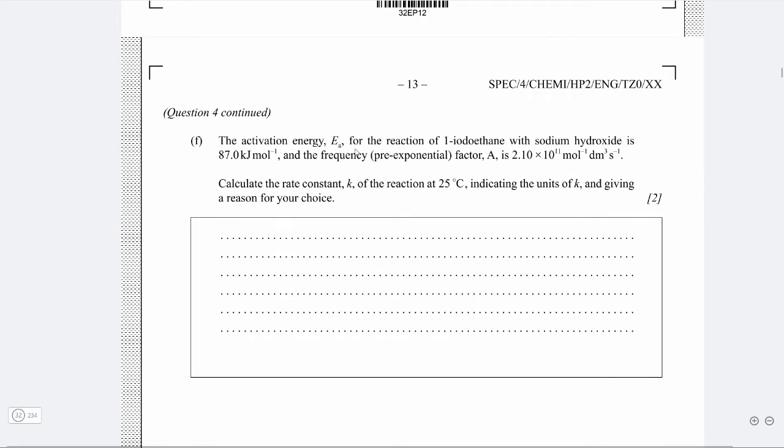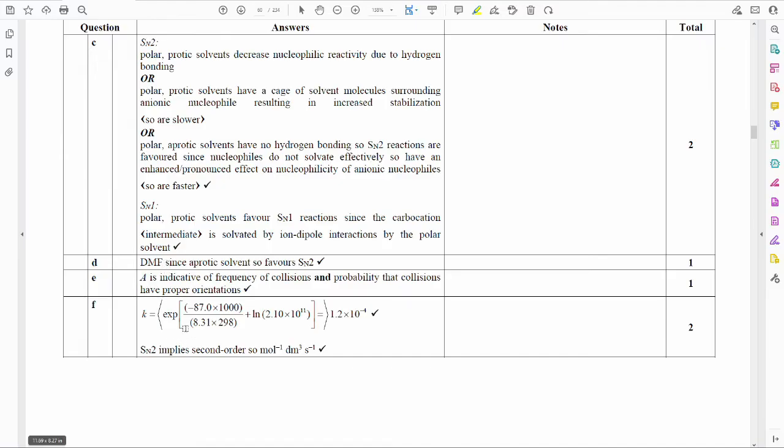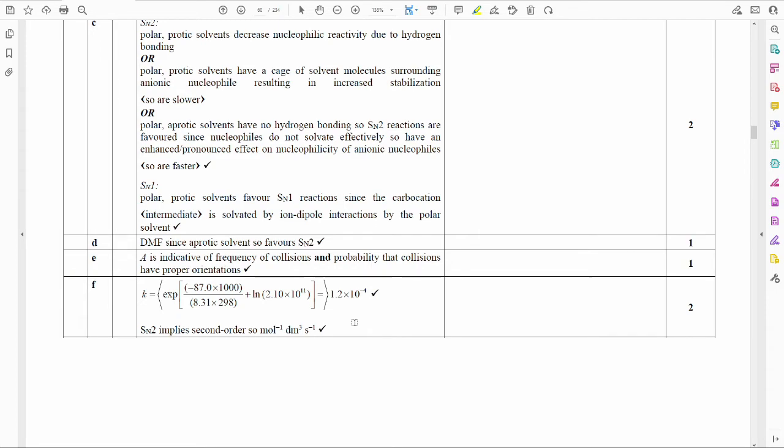Right. And then you get a question on the Arrhenius equation. You get the activation energy, and you get the pre-exponential factor, and then you're supposed to calculate k at temperature 25 Celsius. So the only thing here to remember is to convert this into Kelvin. And then you just put it in, and then you get the answer.